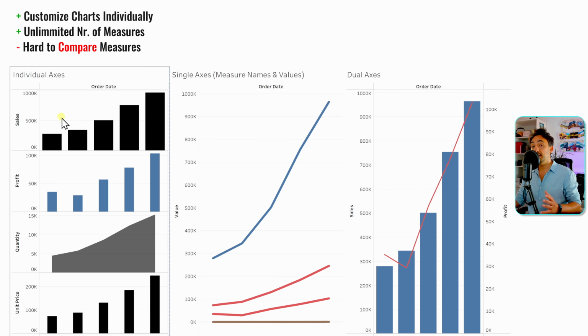So the customizing of the measures is gonna be independent. And the second benefit is that we can add as many measures as we want inside one view. But the weak point in this method is that it's really hard to compare those measures together.